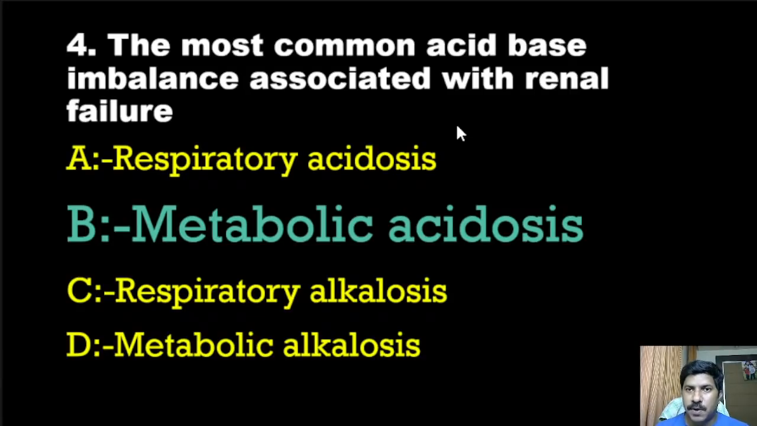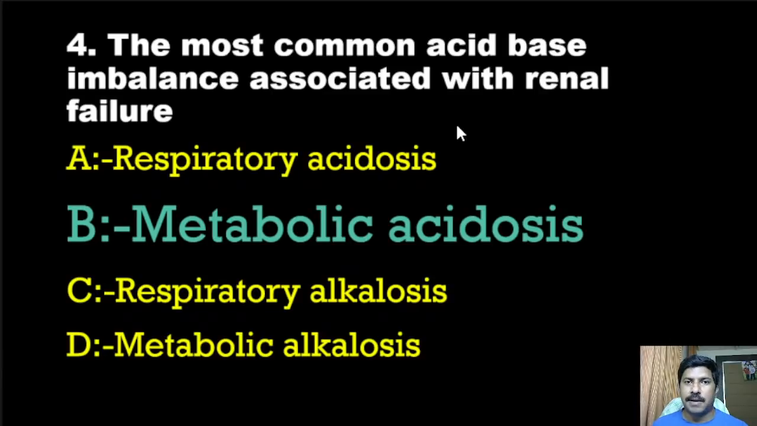Kidney helps to produce bicarbonate. Bicarbonate is the buffer system. Metabolic acidosis means the level of bicarbonate is lower than normal. The normal level of bicarbonate is 22 to 26. In metabolic acidosis, the bicarbonate level is less than 22. So in that condition, the kidney is producing an inadequate amount of bicarbonate. That is one reason. And the second reason is impaired ammonia excretion.